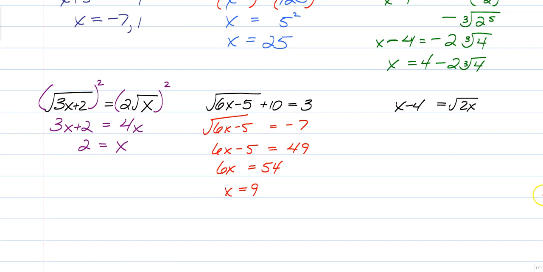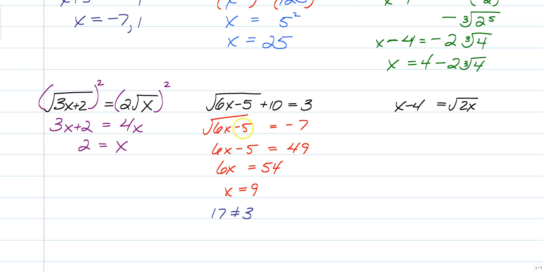So then once you get x is equal to 9, you have to plug it back in like I've suggested you do for all of these questions. And 6 times 9 is 54, minus 5 is 49. The square root of 49 is 7. And 7 plus 10 is 17. 17 does not equal 3.